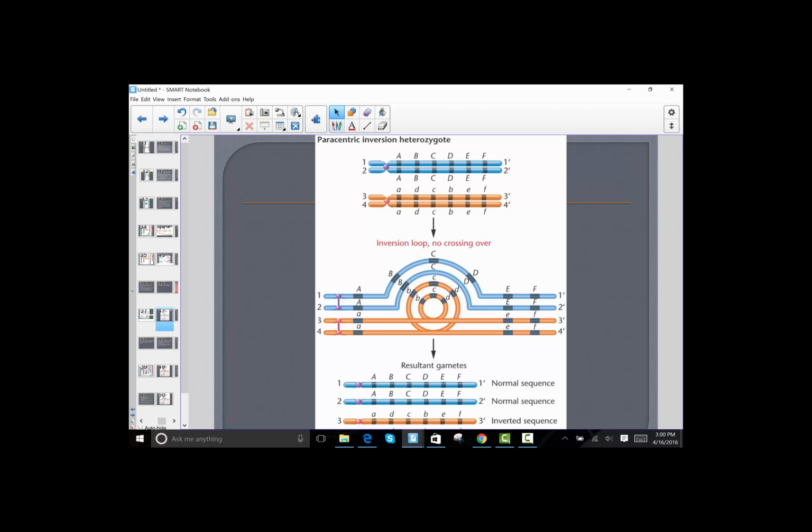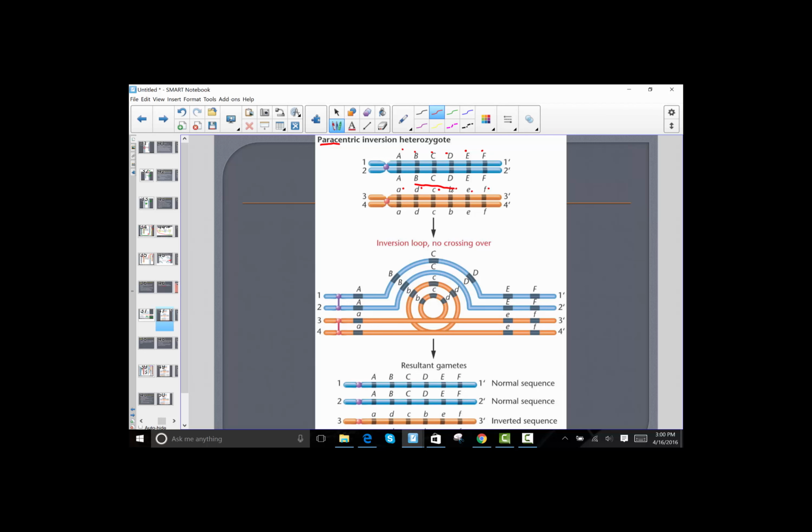So what we have here is a paracentric inversion, so hopefully you remember what that means. Normally we have A, B, C, D, E, and F. And here we have A, D, C, B, E, and F. So our inversion is here.